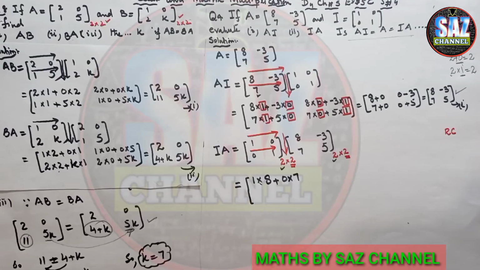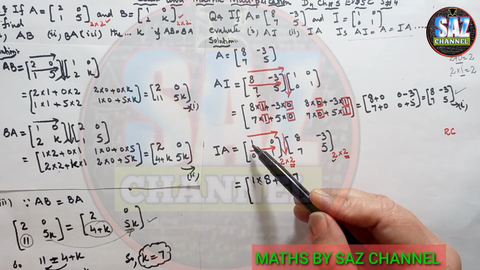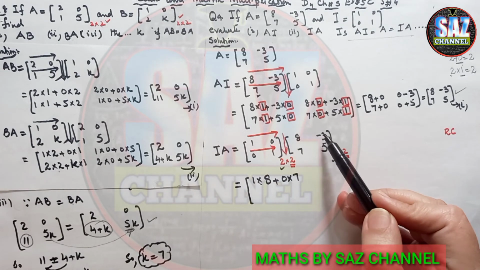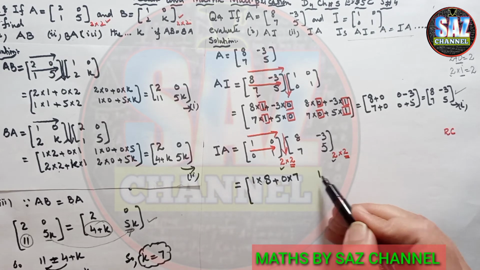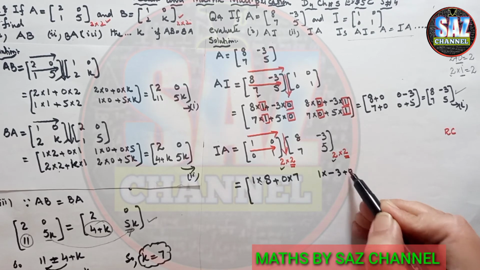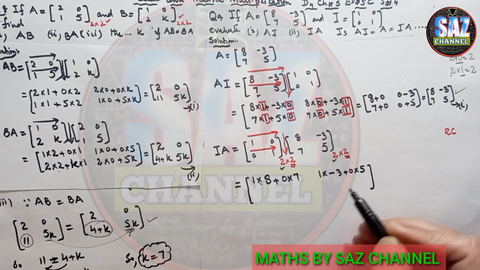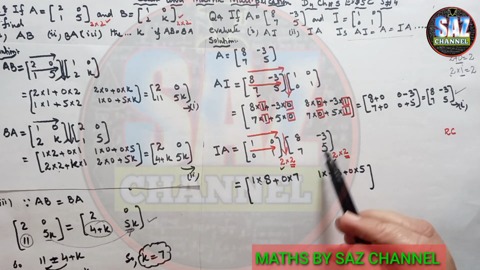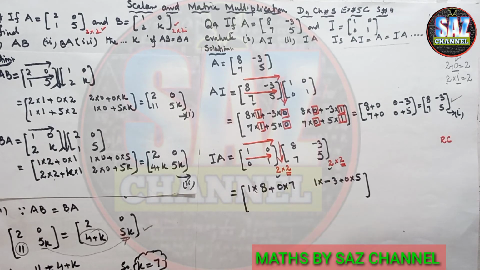Now the first row with the first column is done. Now I have to come back to the first row and repeat it with the second column of the second matrix. That means I will be multiplying 1 by minus 3 plus 0 by 5. Now we can see that this row has been completely multiplied. Now again I have to come back to the first matrix.